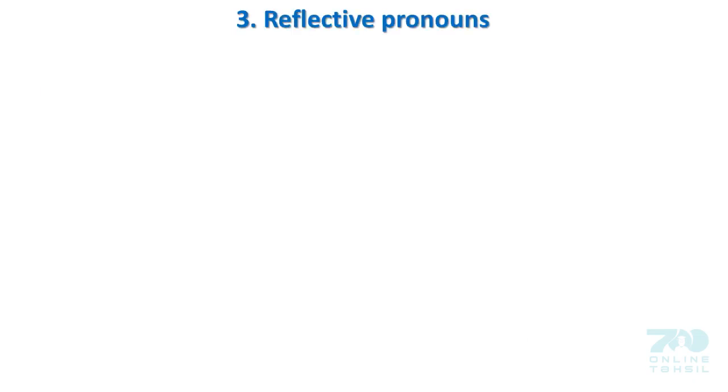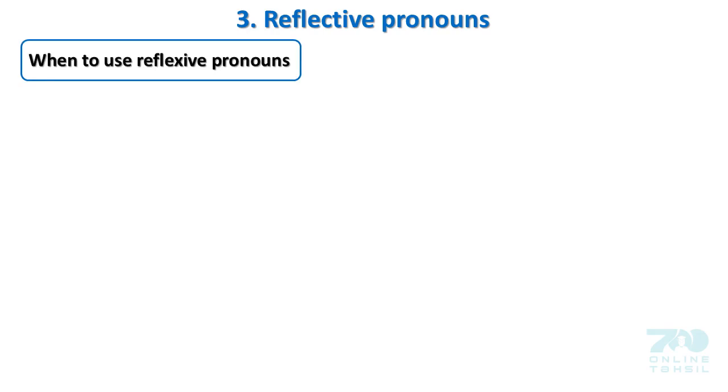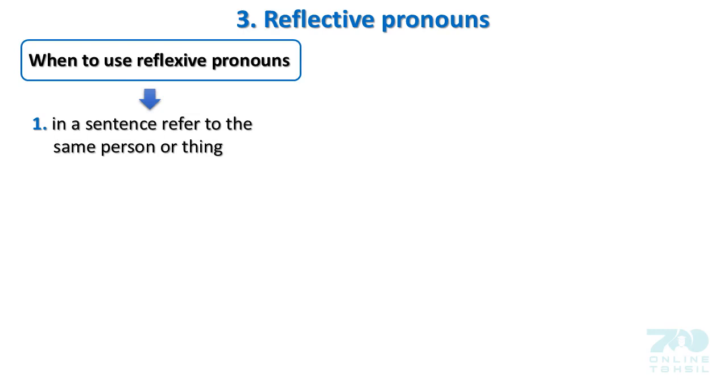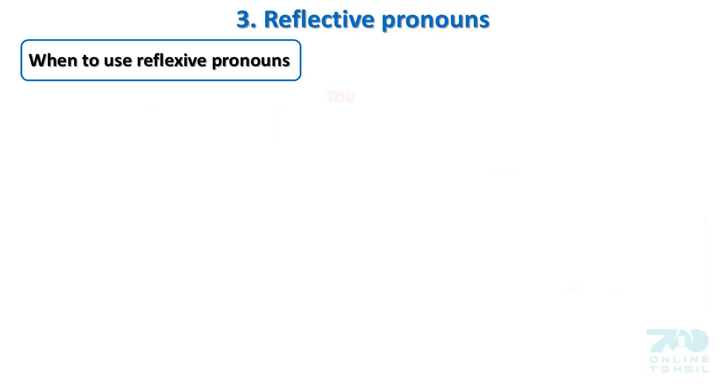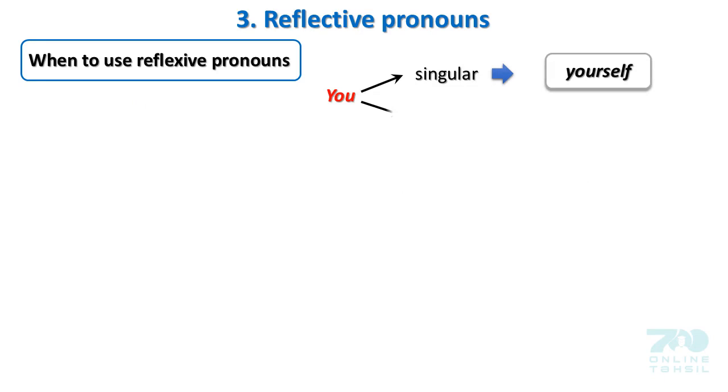3. Reflexive pronouns. When the subject and the object in a sentence refer to the same person or thing, we use a reflexive pronoun. Subject pronouns: I, reflexive pronouns: myself. You, yourself. He, himself. She, herself. It, itself. We, ourselves. You, plural, yourselves. They, themselves. You in the singular is yourself, in the plural is yourselves.